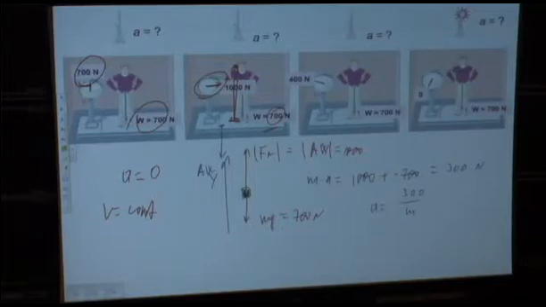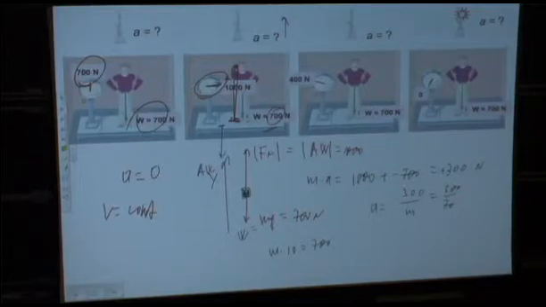Do we know the mass? Yes? No, that's not the mass. 70. Again, keep in mind the difference between the weight and the mass. 700 newtons is the weight, but m times 10 is supposed to be equal to 700, so the mass is 70. So that acceleration is indeed pointing upward because the component is positive.